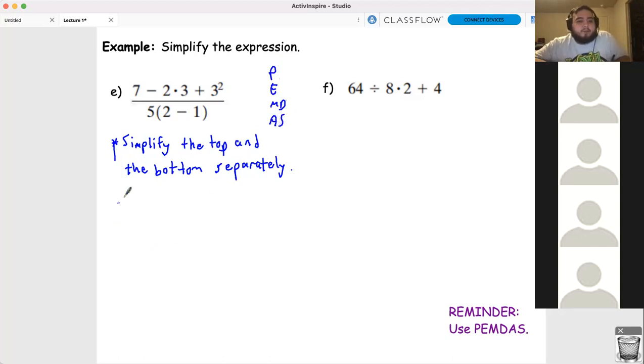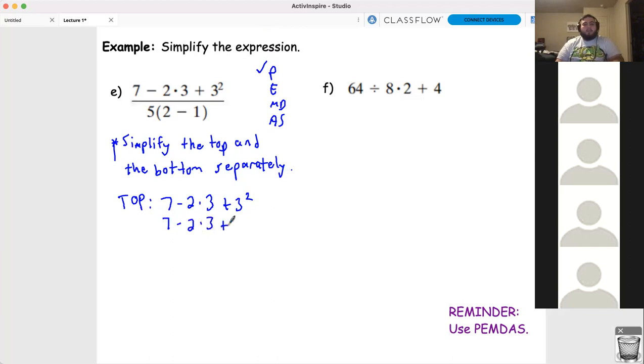So let's do the top first. So write TOP, the top. So it'll be 7 minus 2 times 3 plus 3 squared. So if you're simplifying the top first, are there any parentheses to simplify? There is not, so we're done with P. E, we have exponents. We have 3 squared, which is 3 times 3, which is 9. So it'll be 7 minus 2 times 3 plus 9. So we're done with exponents.